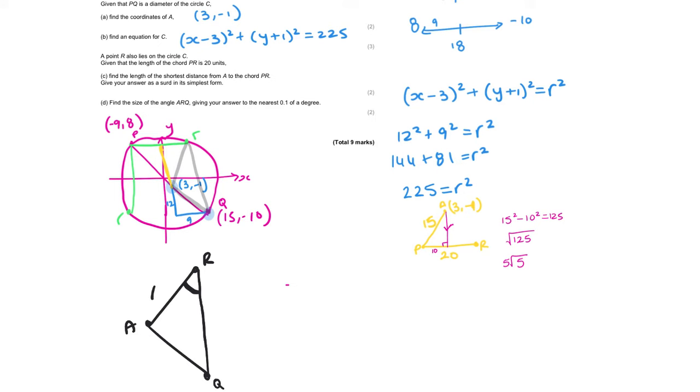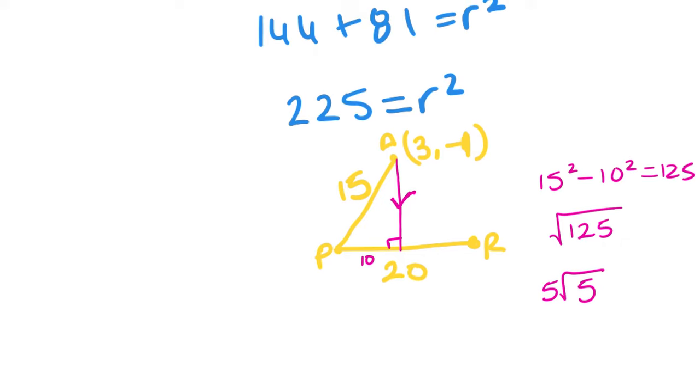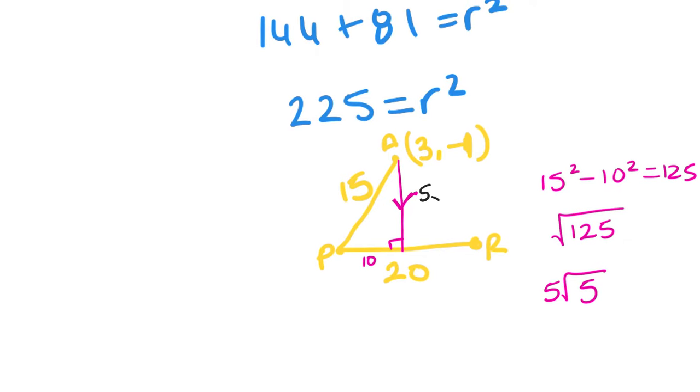We know the radius is 15, don't we? Yeah? Okay. What did we work out? The length of the shortest distance from A to the chord PR. We know the length of the chord is what? 5 root 5. We know that this is 5 root 5.